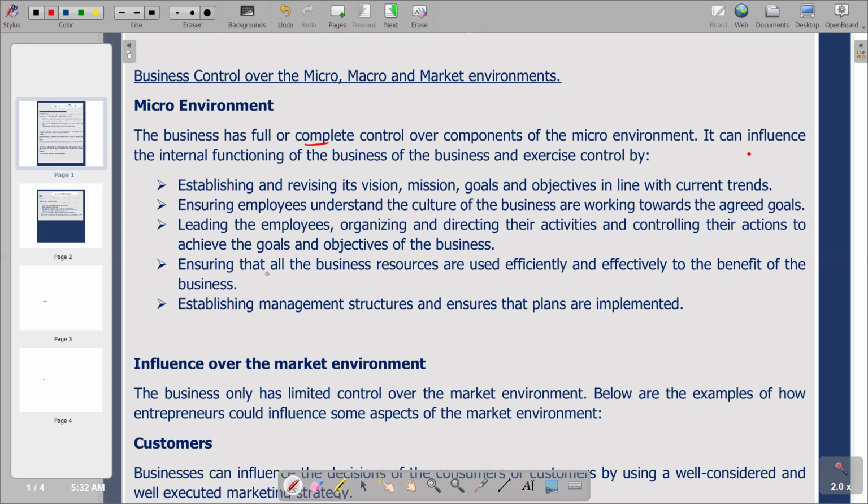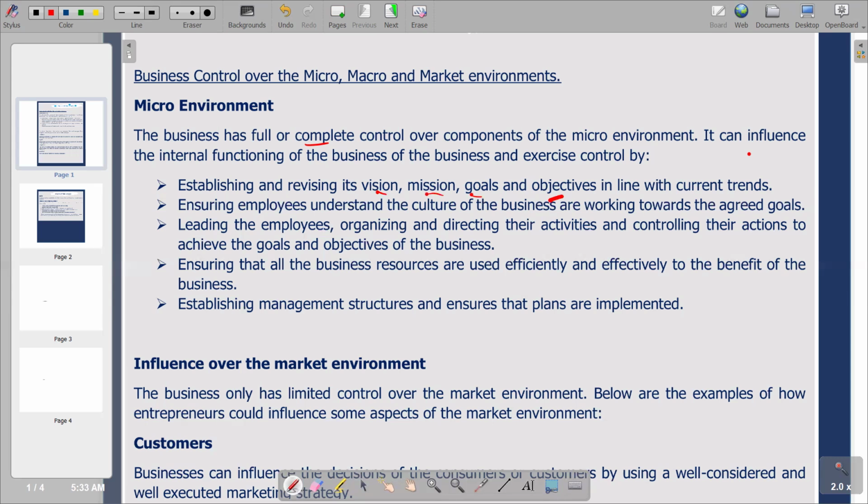So we start with the first point, where we are saying establishing and revising its mission, vision, goals, and objectives in line with current trends. Basically, the vision, mission, goals, and objectives are the first line of components of the microenvironment. So the degree of control here is on establishing and revising the mission, vision, goals and objectives.